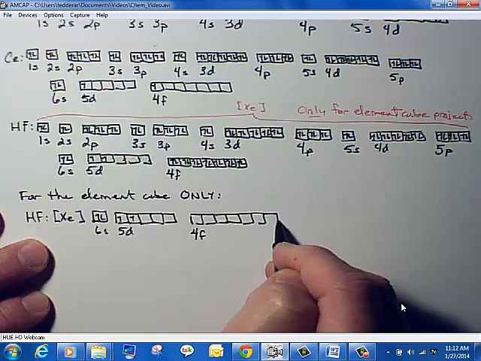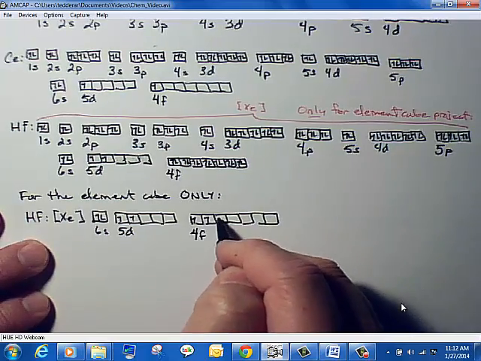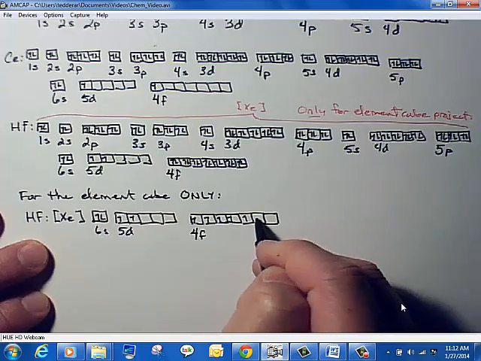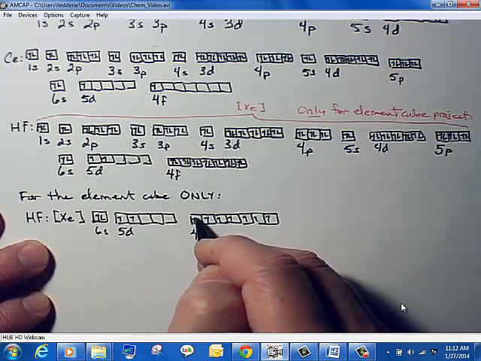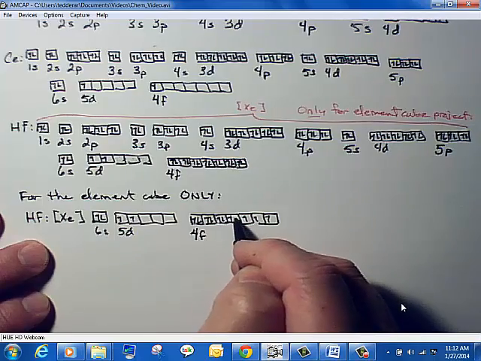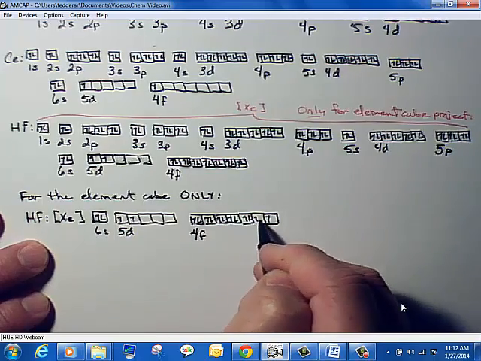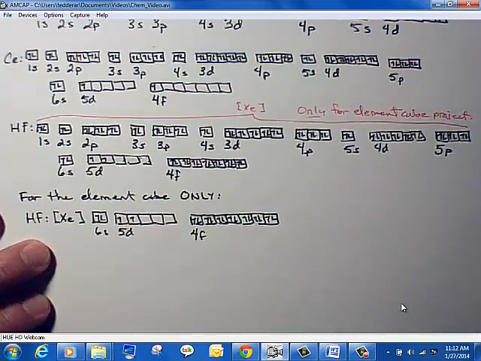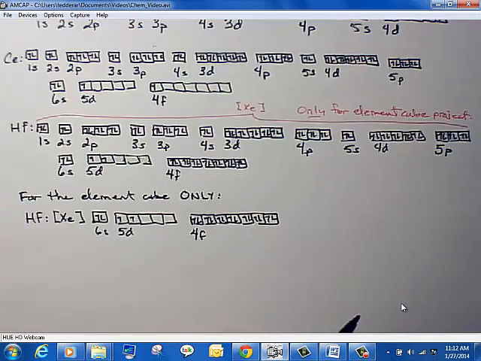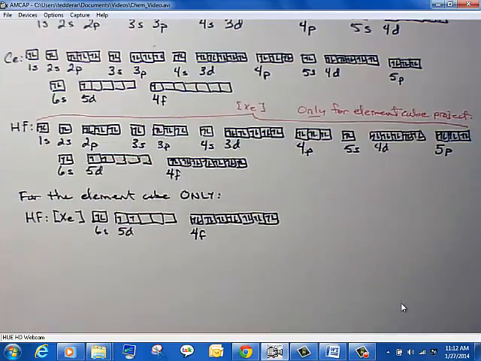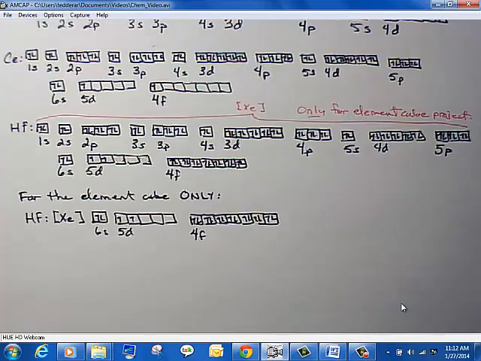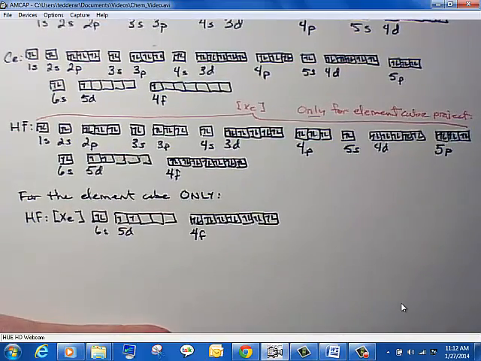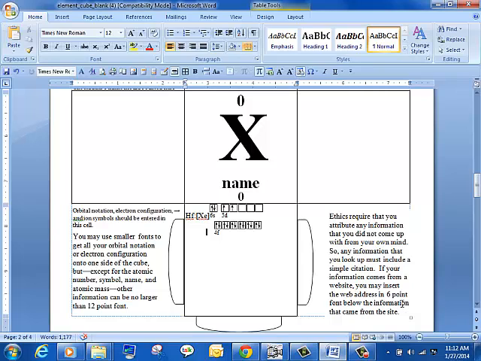Are we allowed to do that for electron configuration too? Yeah, electron configurations is actually allowed all the time, but it's not allowed for orbital notation except for the element cube. Okay, so that would be an acceptable way to write the orbital notation for hafnium on your element cube. Do we have to rewrite it, right? No, actually, you don't have to write it. Now, let me show you how to do that. You have it on the page, yeah.